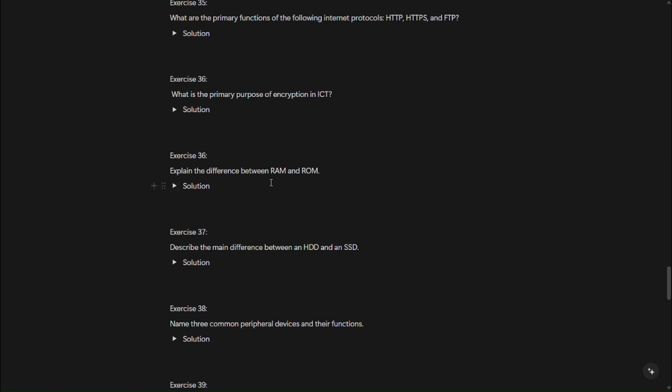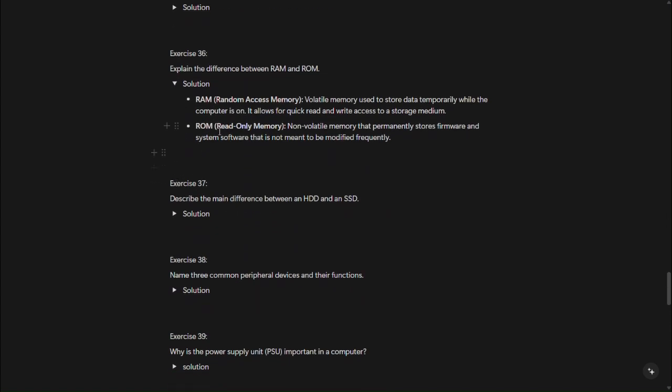Now the difference between RAM and ROM. RAM, random access memory, is a volatile memory used to store data temporarily while the computer is on. It allows quick read and write access to a storage medium. But ROM, read-only memory, is a non-volatile memory that permanently stores firmware and system software that is not meant to be modified frequently. This is the difference between RAM and ROM.